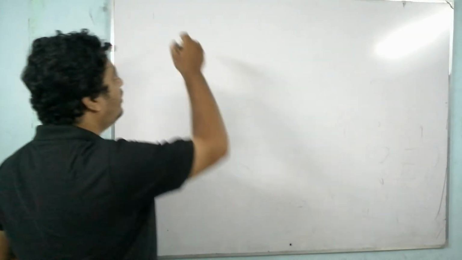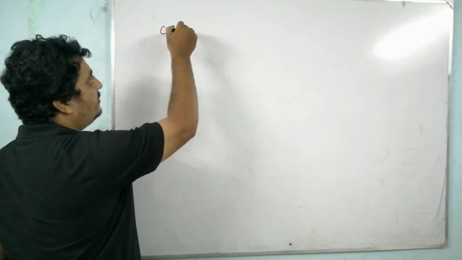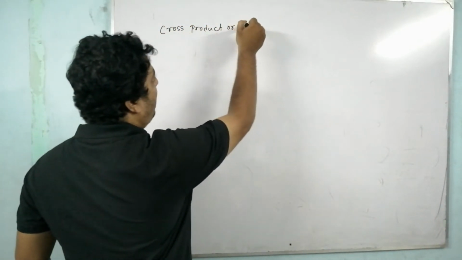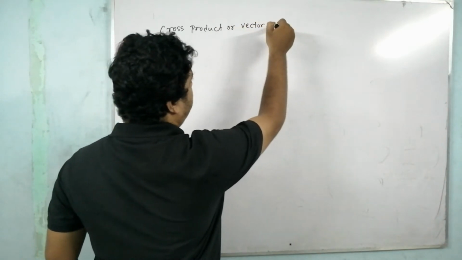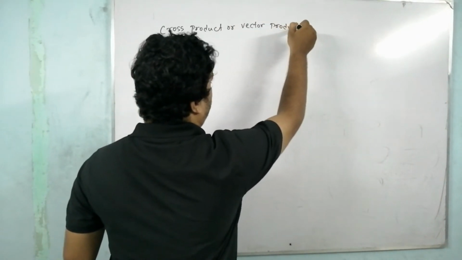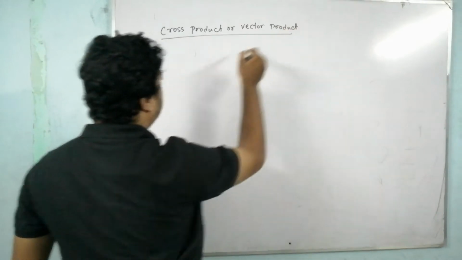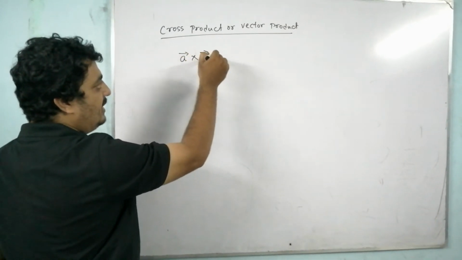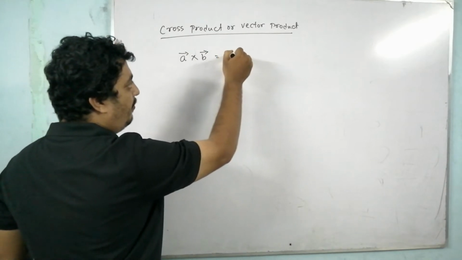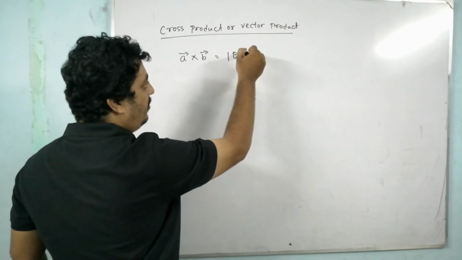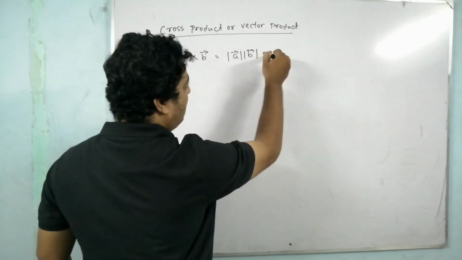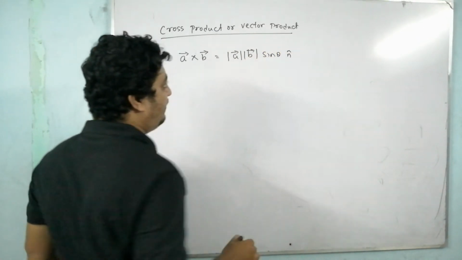Today we'll learn cross product or vector product. So, now A cross B is defined as mod of A into mod of B into sine theta n cap.